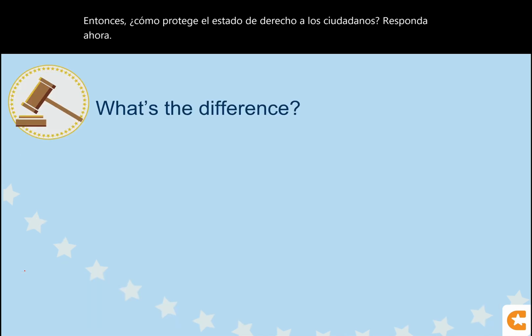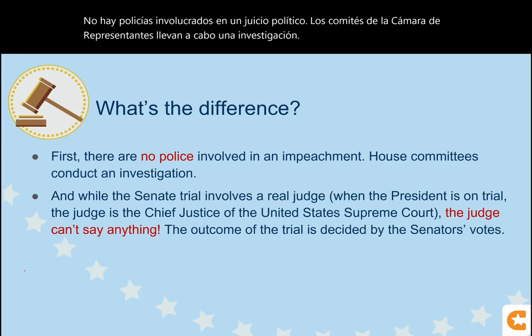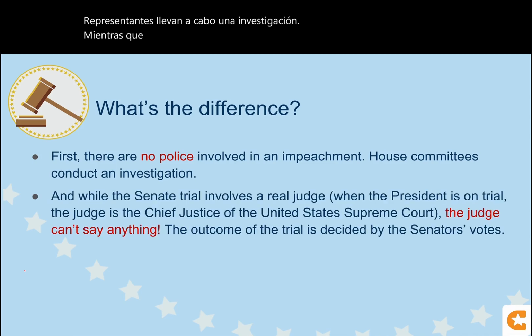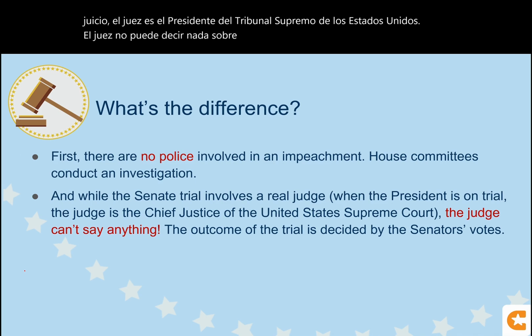So, what's the difference? First, there are no police involved in an impeachment. House committees conduct an investigation. While the Senate trial involves a real judge, if the president is on trial, the judge is the Chief Justice of the United States Supreme Court. The judge cannot say anything. The outcome of the trial is decided by the senators' votes.